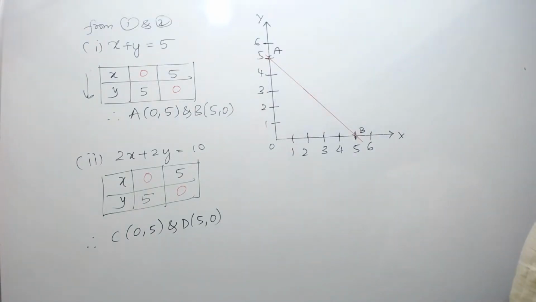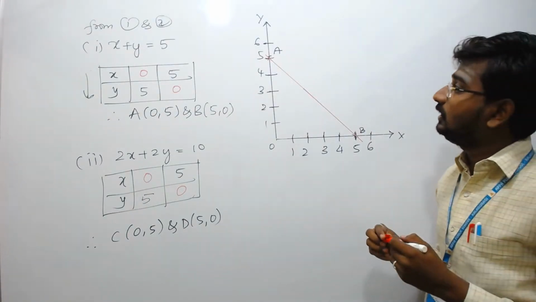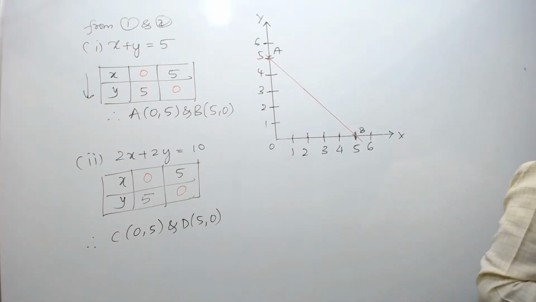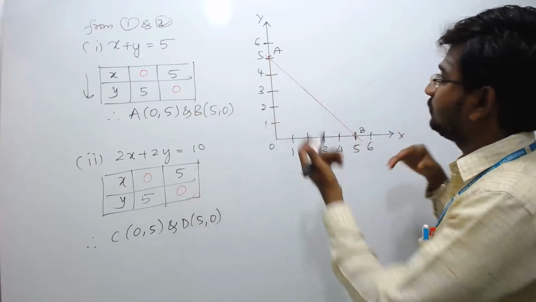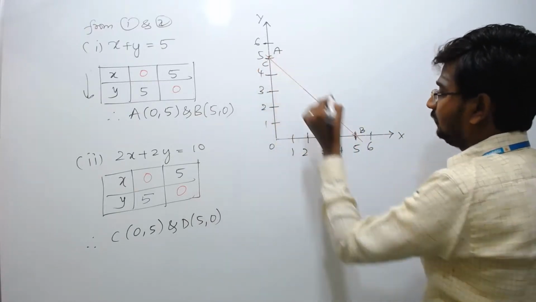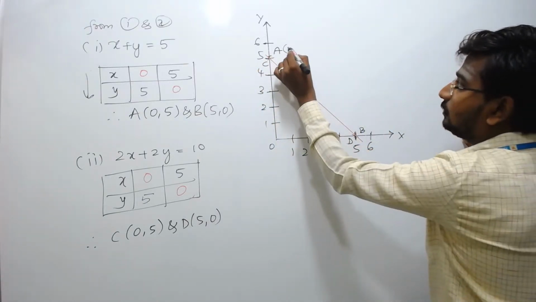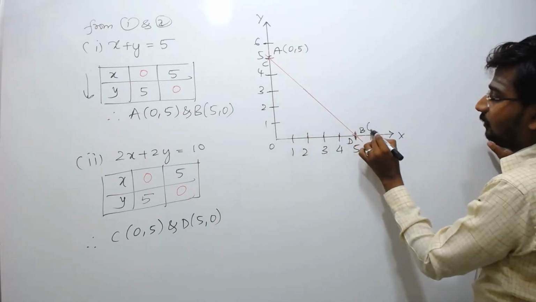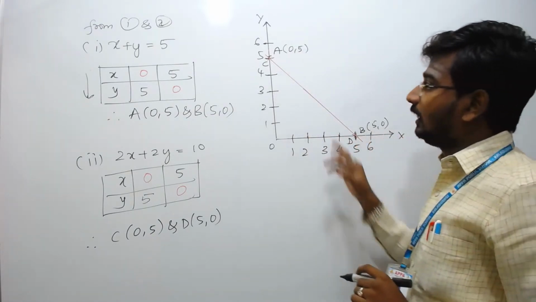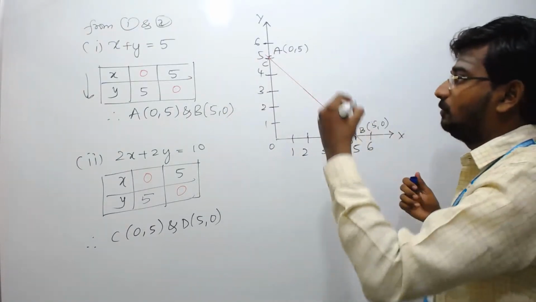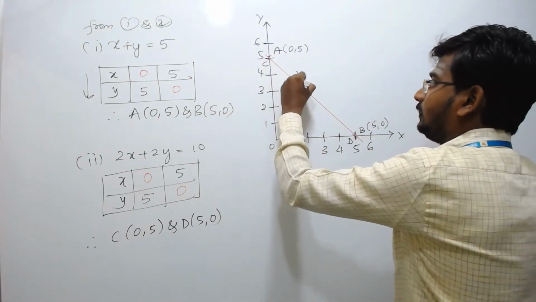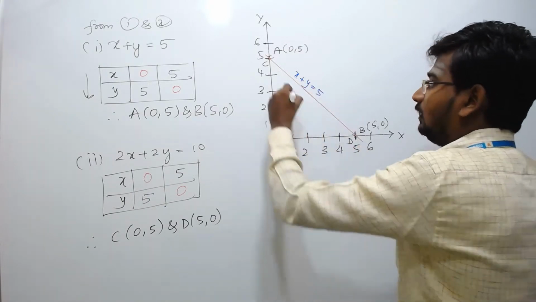But if you look at points C and D, both are the same. Point C is (0, 5) and point D is (5, 0). So I'll write point C here and point D here. And what equation is this? Both are the same, so again I will use blue. So x plus y equal to 5.